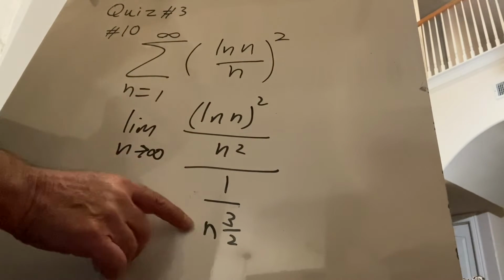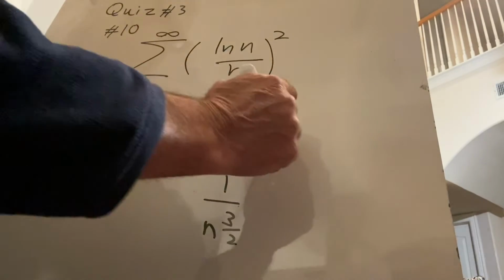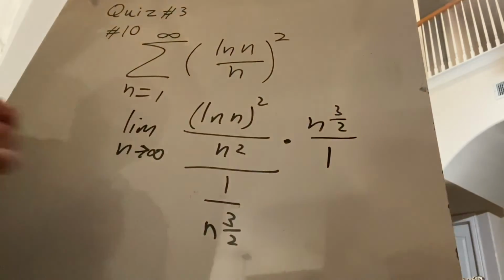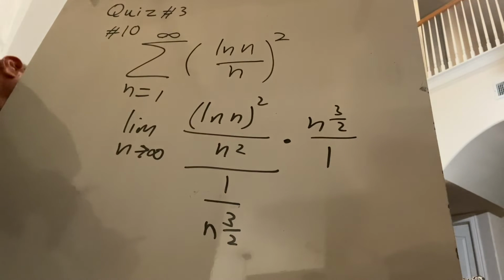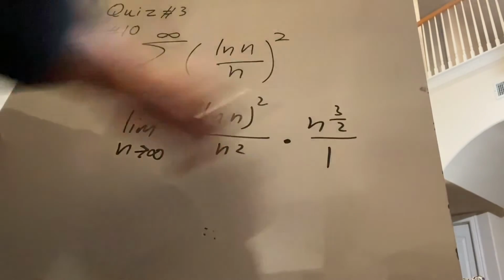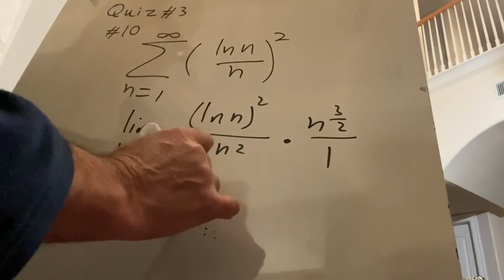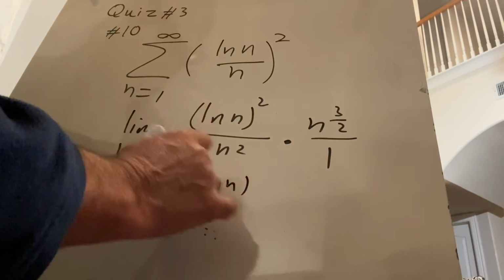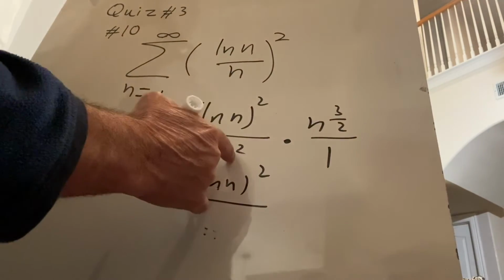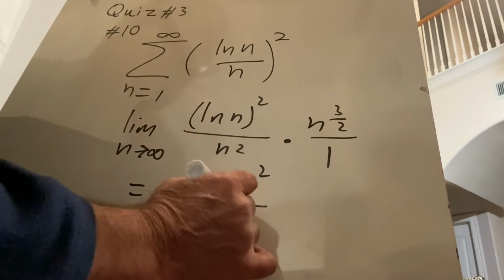As you reciprocate this to multiply by the top, you're going to get an n to the 3/2 up here, over 1. Now we're going to reduce this. It becomes natural log of n squared over, now you have n to the 3/2. This is n squared, which is of course n to the 4/2, so that leaves you with n to the 1/2 down here.